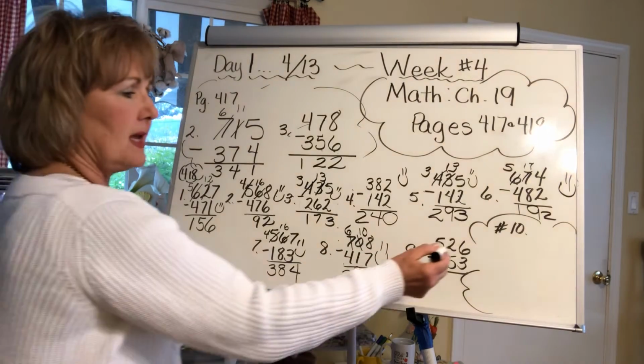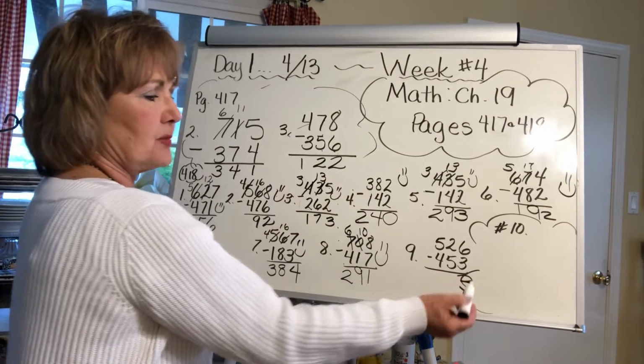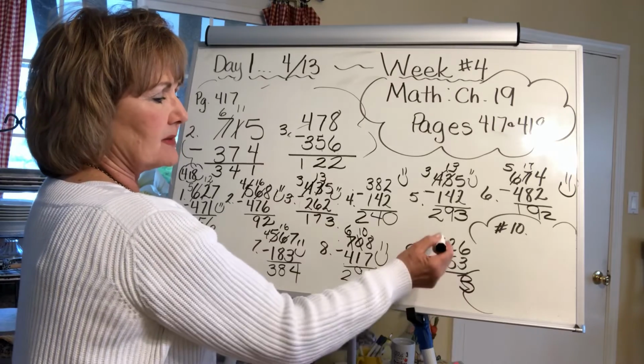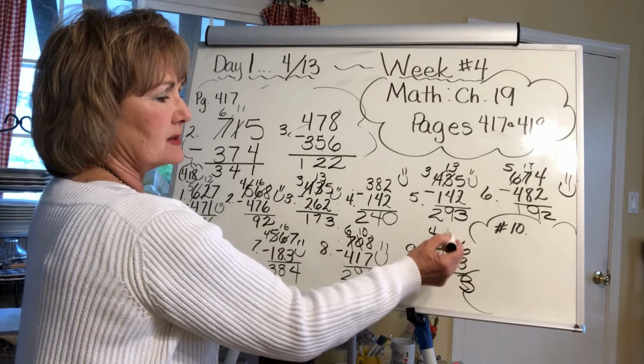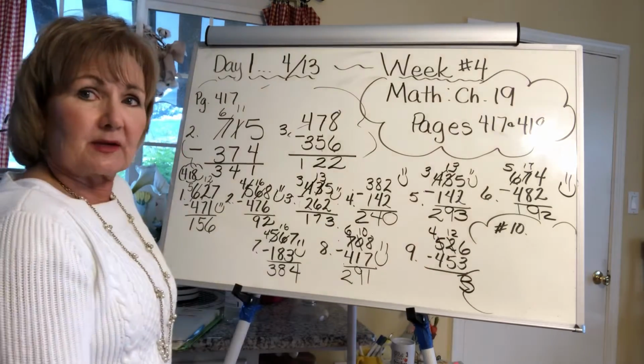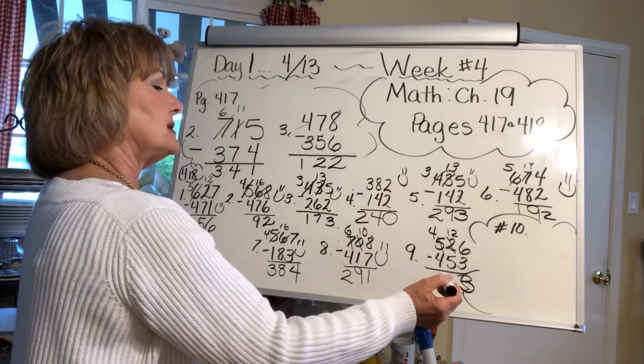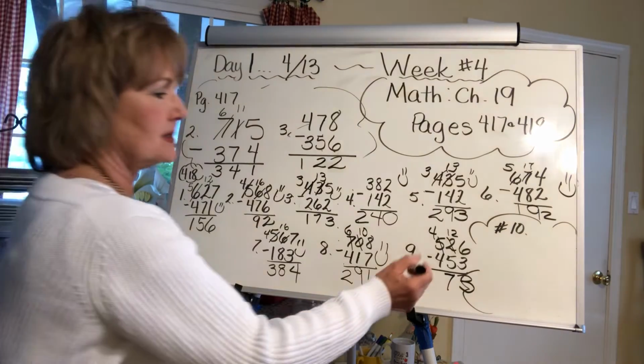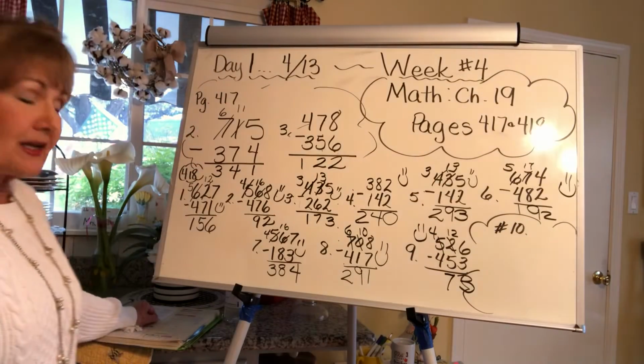Okay, over here, 6 take away 3 is 3. Is that the problem? Yes. 2 is less than 5. We had to go next door. You needed to make it a 12. 7, 8, 9, 10, yep, 7. And we do not put a 0 in front. Okay, did you get that one? Good.